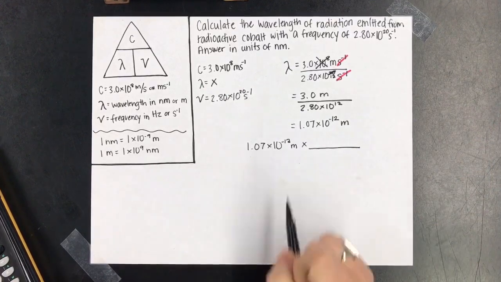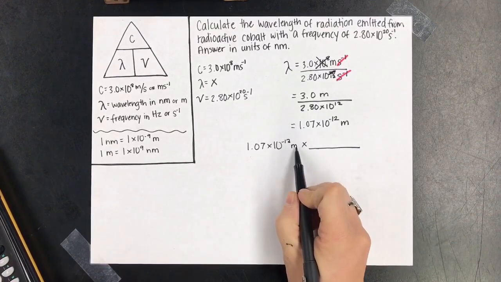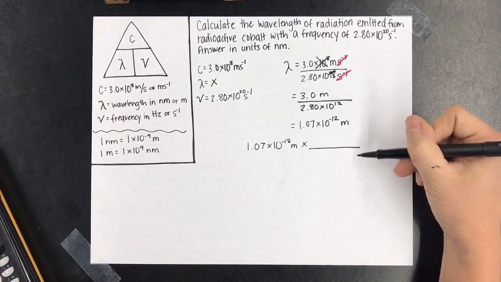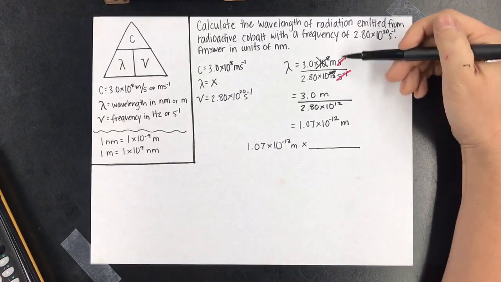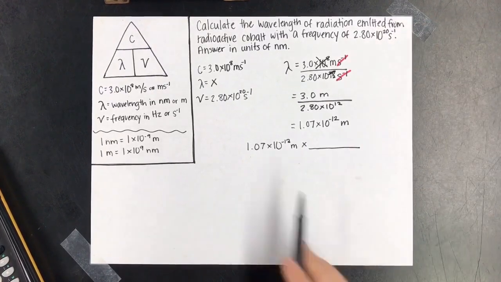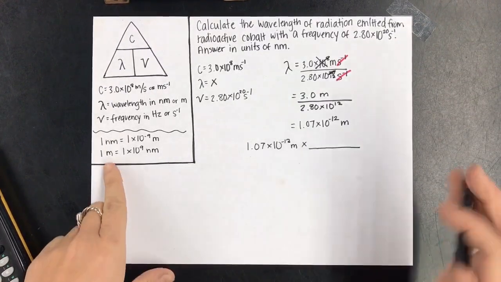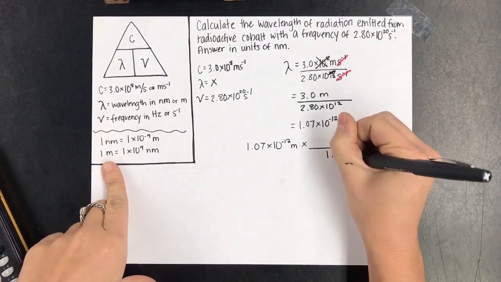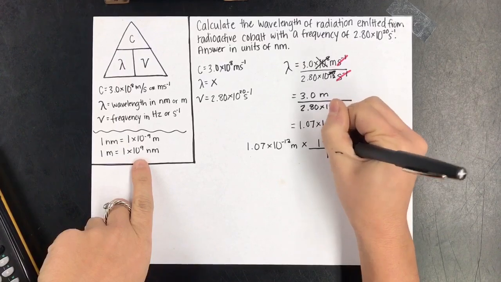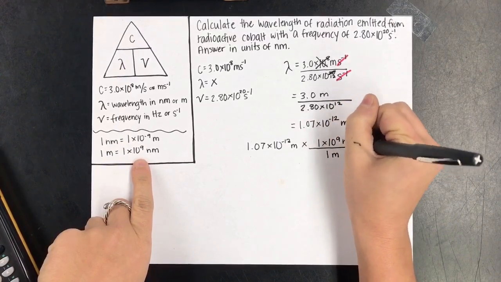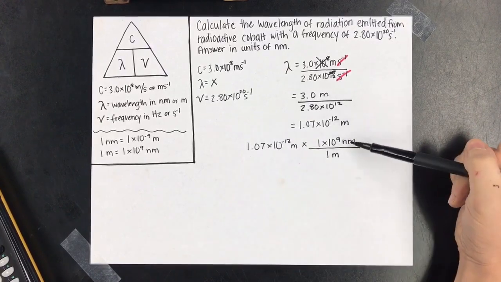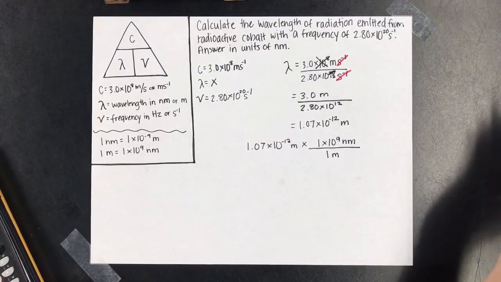So if I look at these two here, if I have meter on top, I want meter on bottom here so that it would cancel out. Just like our seconds up here, we had one on top and one on bottom, and so they canceled. Same thing here. So I'm going to say 1 meter is equivalent. Okay, so on bottom is always what you're trying to get rid of. On top is what you're trying to go towards.